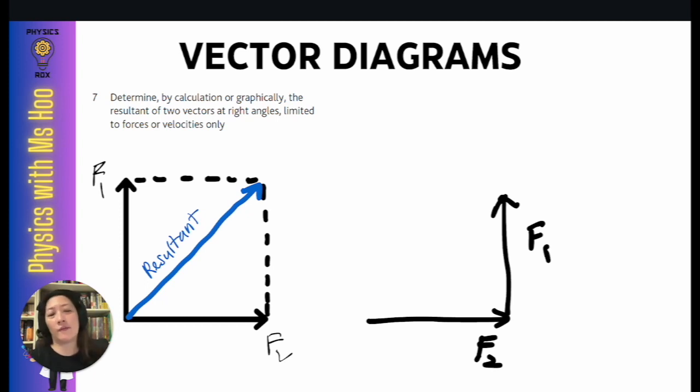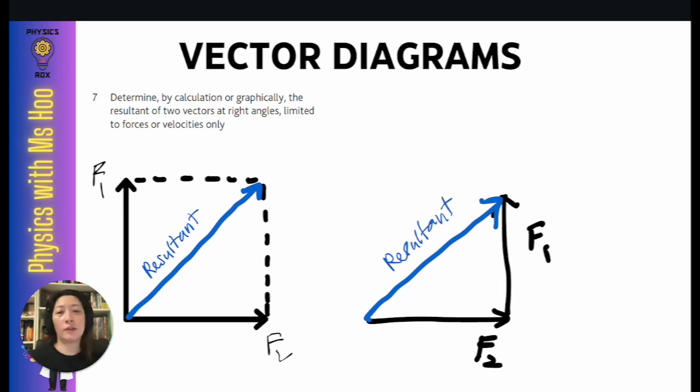If you want to solve the vector diagrams using a triangle, instead of having the two arrows start from the same point, you can have the arrows one after the other. Imagine as if the object is being pulled first by F2 and then pulled again by F1. So you have a start and an end. The resultant force in this case would be from start to end, like so.